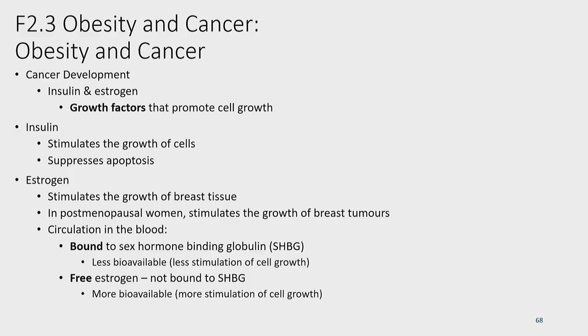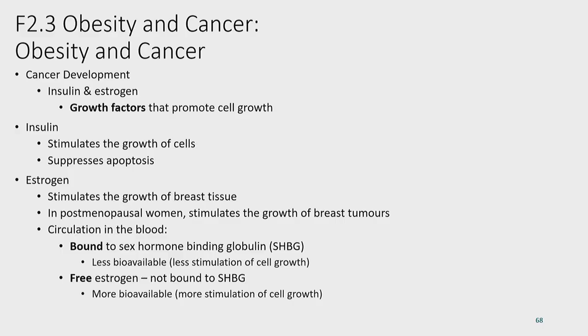So the way that obesity and cancer are linked is through two hormones, insulin and estrogen. These hormones both stimulate the growth of cells, which is not necessarily a problem if you're dealing with healthy cells, but if one of the cells happens to be a mutated cell, then these hormones can promote tumor development.